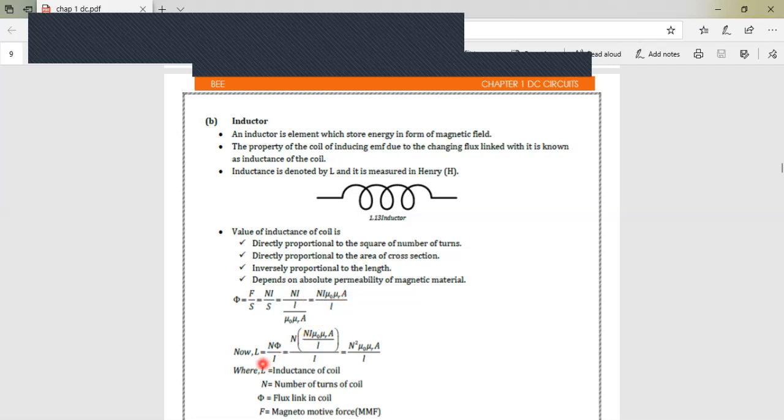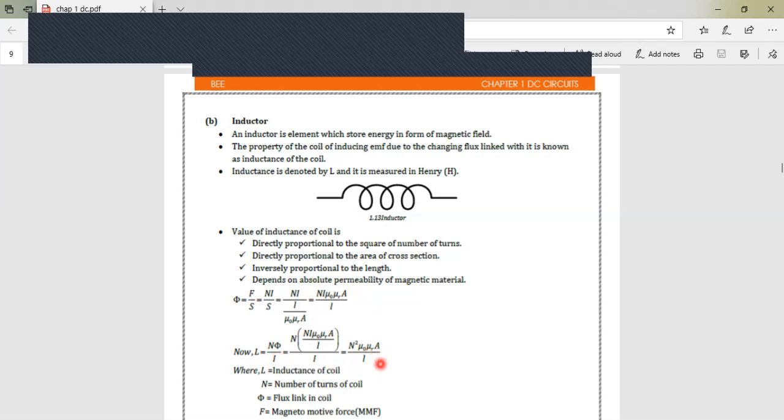Now, inductance is also given by this basic equation L equals N phi upon I, where N stands for number of turns, phi is the flux, and I is the current. If we replace phi with N I mu 0 mu r A upon L, then we have the final equation of inductance as N square mu 0 mu r A upon L.